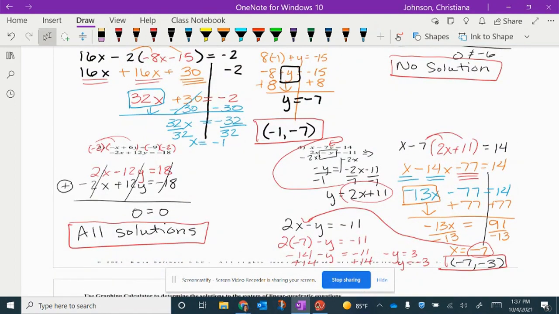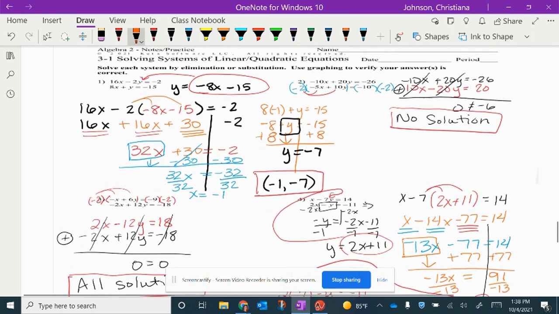On number 3, we again use elimination. We try to get rid of the 12y this time. When we do that, we again end up eliminating both the x and y, making 0. But on the other side, we also add up to 0, which means there are all solutions. On the last one, we used substitution again. We substitute for y, making 2x plus 11. We plugged that in, and when we ran through all the calculations, we ended up with a point of negative 7, negative 3.